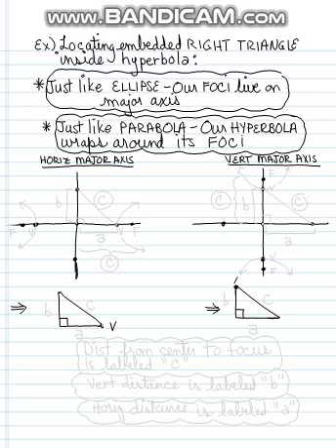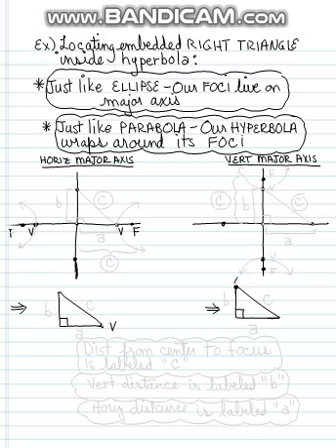We're going to be talking about how to locate the embedded right triangle inside of a hyperbola. Two characteristics that will help us in graphing our hyperbola are that they're just like the ellipse in that their foci live on the major axis, and they're just like the parabola in that the hyperbola always wraps around its focus. With the major axis horizontal, the picture on the left, we see that the vertices are located here and the foci are further out.